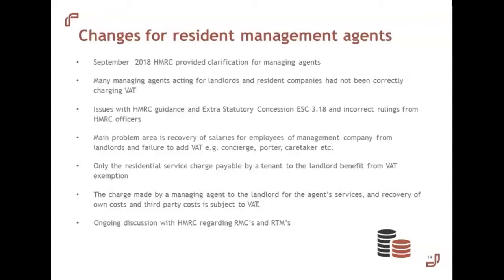Anyway, last September, there was a lot of clarification, and the main problem area really is where the managing agent employs some staff on behalf of the landlord. So the managing agent maybe employs the concierge or the caretaker or the porter, and what had been happening was that when the managing agent recovered the salary costs of those individuals, because of their interpretation of the guidance and the concession, they had not been adding VAT to the recovery of the salary costs, which in many cases was clearly incorrect. The view that HMRC take is it's only the party that holds the property interest, i.e.